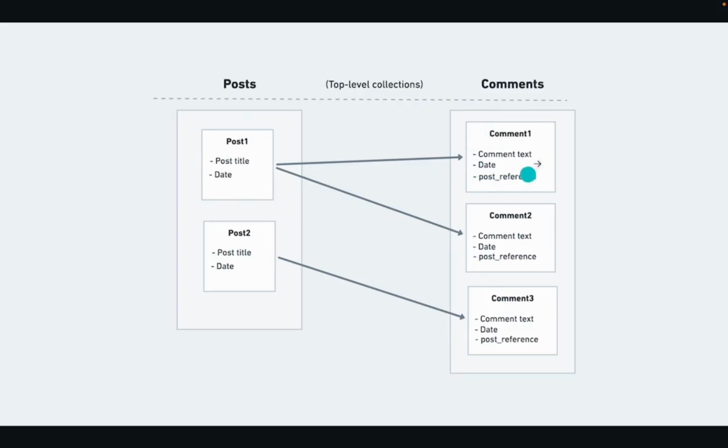Or you're going to create another collection, another document that's going to be storing the comments for that specific post. So this can be comment text, comment date, and the post reference. So from which post is this comment referring to? And then you're going to bind it to this. And you're going to show this in a practical manner later on.